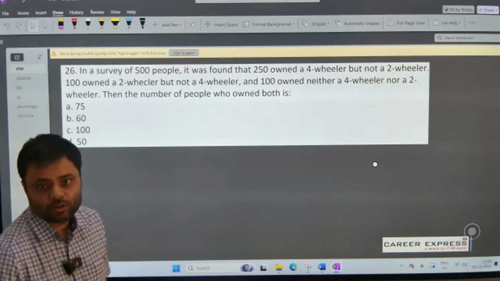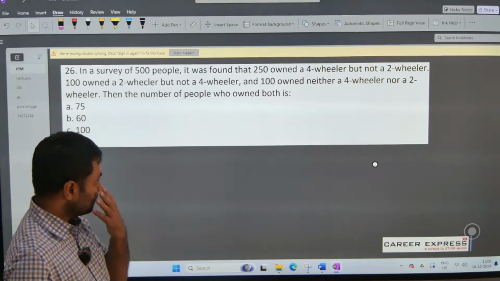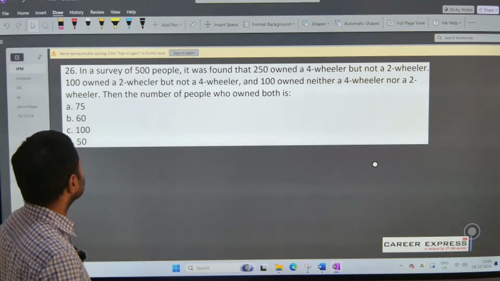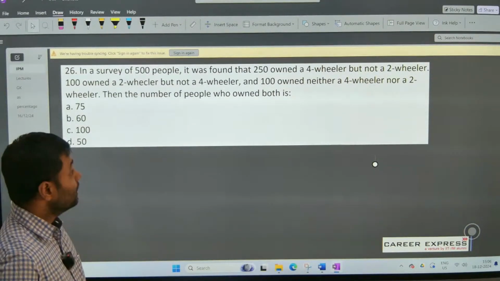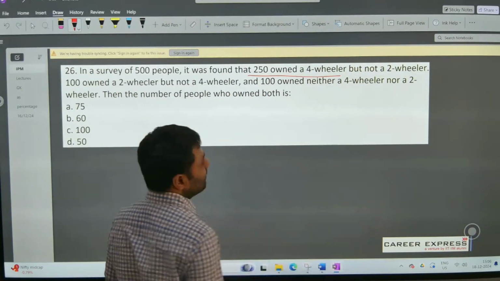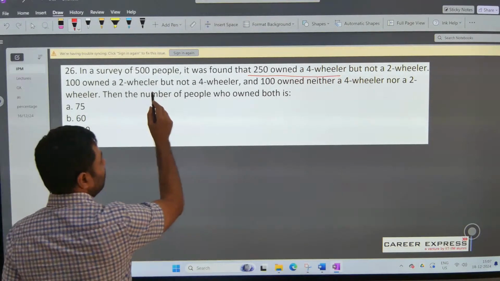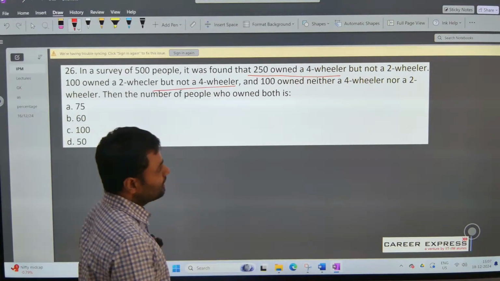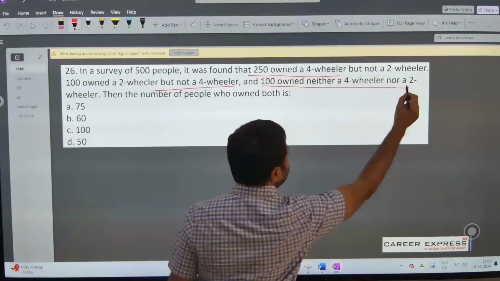Hello, this is a question from IPMAT Indore 2024 paper QA section, and the question is based on SAT theory. In a survey of 500 people, it was found that 250 owned a four-wheeler but not a two-wheeler. 100 owned a two-wheeler but not a four-wheeler, and 100 owned neither four-wheeler nor two-wheeler. So we'll first pick up this information.